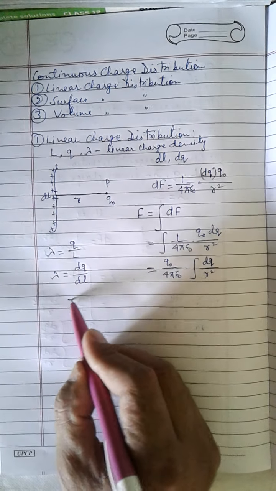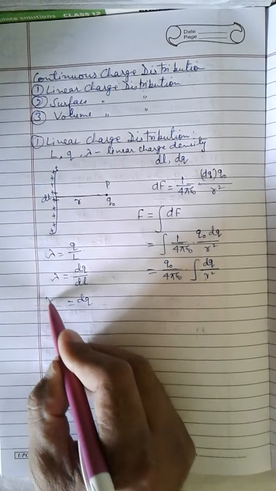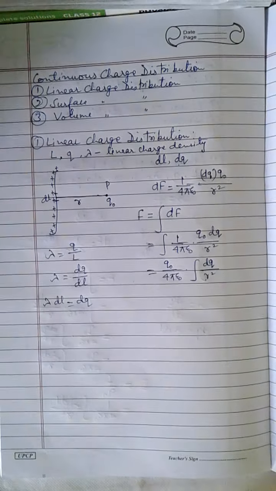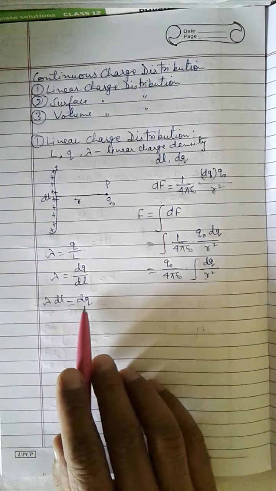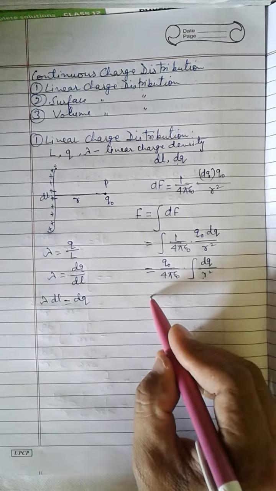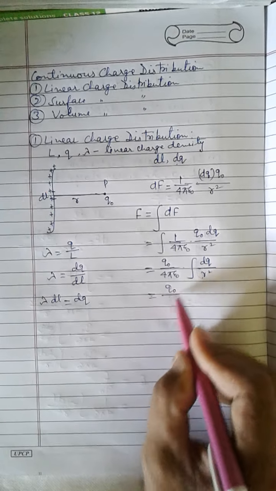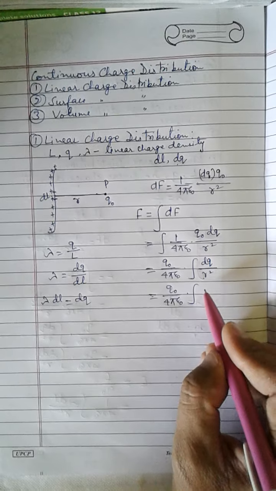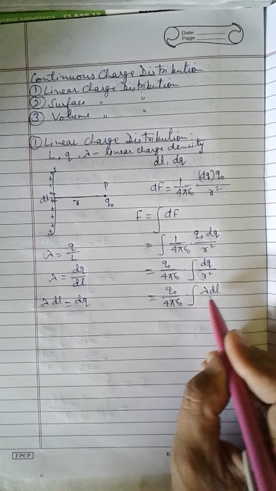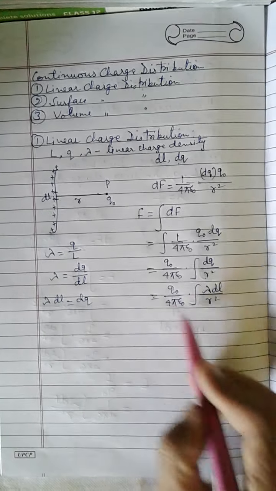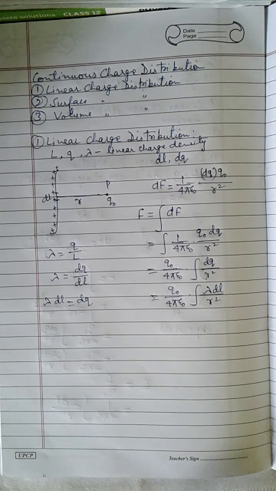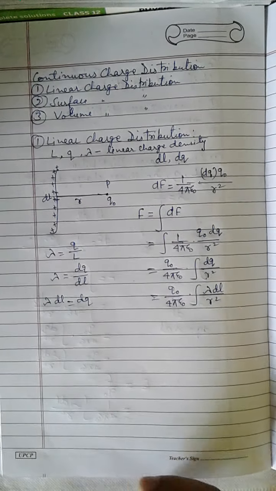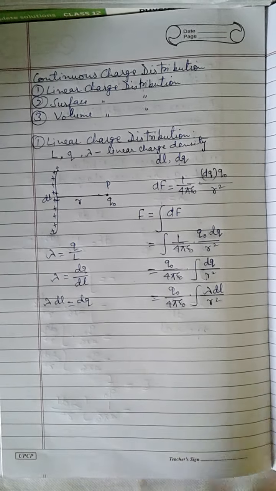From here, find the value of dq, it will be lambda dl. Put the value of dq here. What is this? This is q naught upon 4 pi epsilon naught, integral of lambda into dl upon r square, and this integration will depend upon the condition. So this much is for this heading.